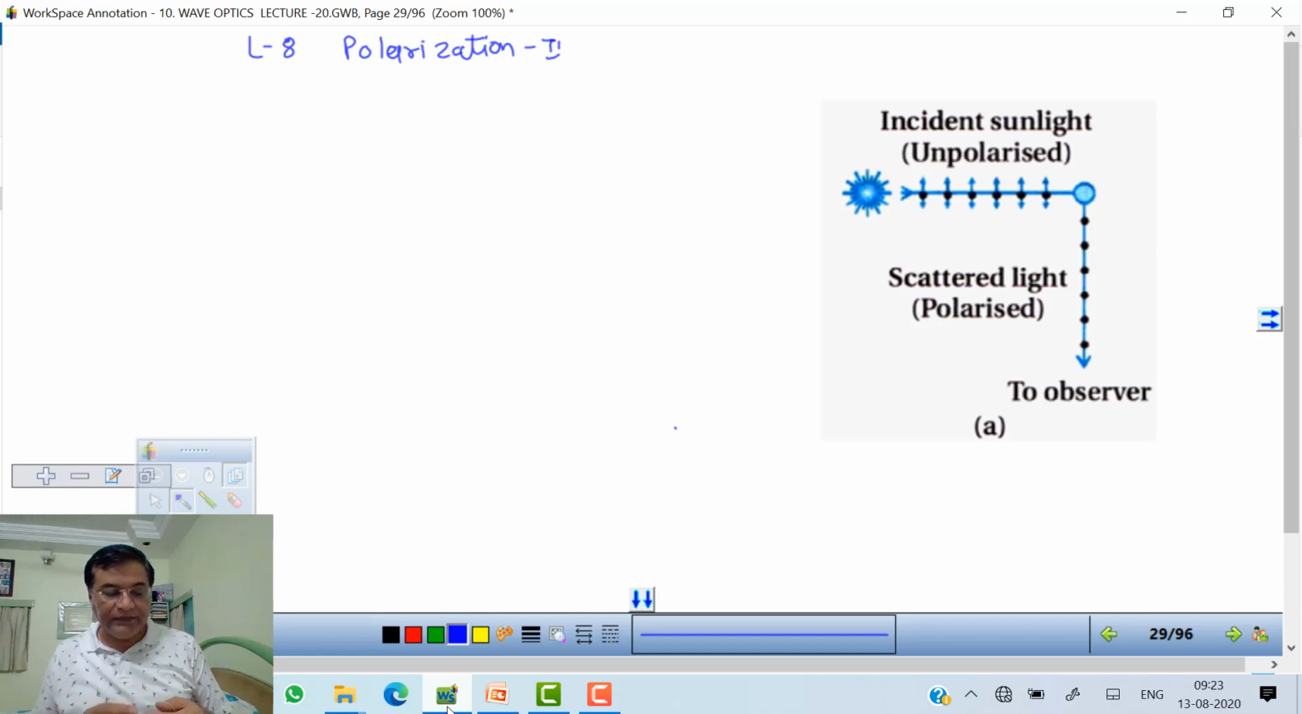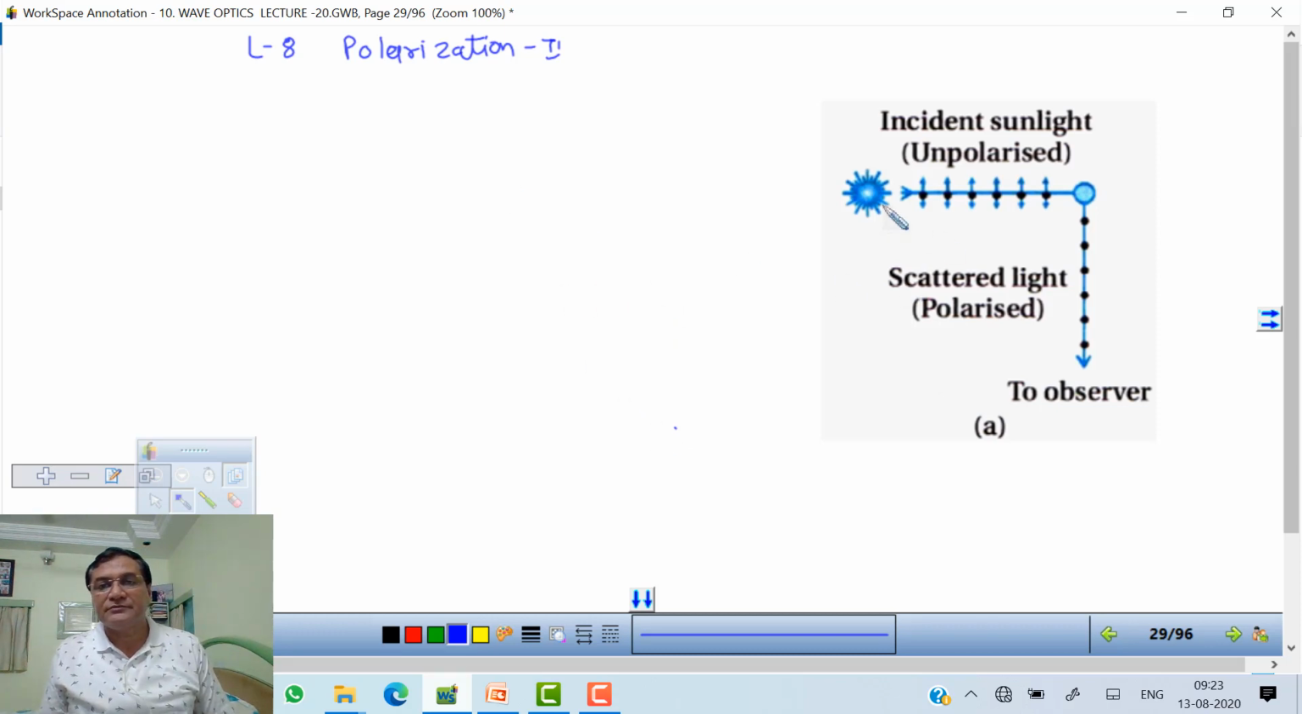We have today the 8th lecture for wave optics, and this is the second lecture for polarization. In the last lecture, we defined what polarization is, what polarized light is, what linear polarization and plane polarization are. When light is transmitted through a polarizer, what is the intensity? If we put one more polarizer, then what is the intensity? We also discussed Malus law.